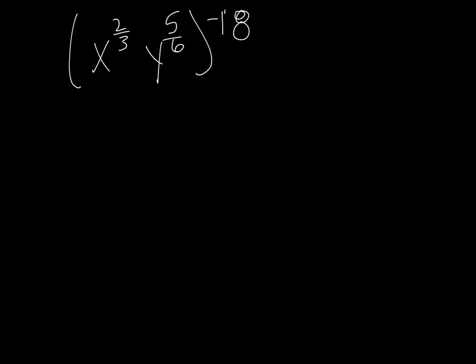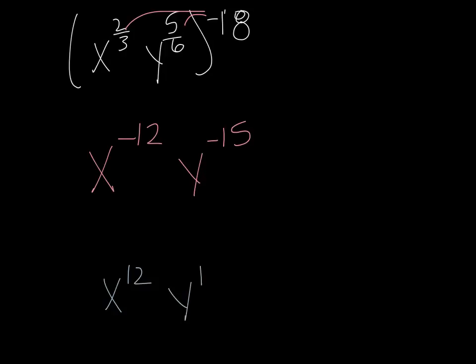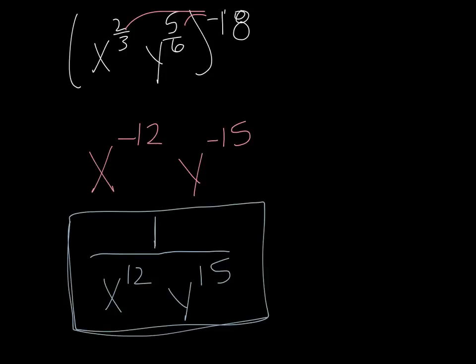No prime factorization. This is just your basic property of a power to a power: you should multiply. So I would have x, and if I do 2/3 times negative 18, that would give me a negative 12. If I have 5/6 times negative 18, that would give me negative 15. Eek, I don't want negative exponents, so I have to bring them to the bottom. But if I just write them like this, that doesn't really mean that they're on the bottom. So I have to make it a fraction. So this right here would be my final answer.